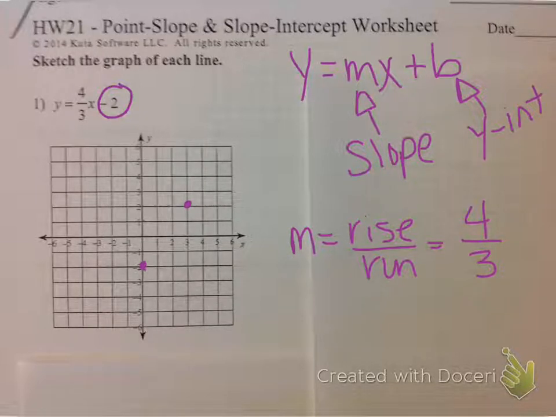Then I'm going to just connect the lines and sketch out just like that. And remember, we have arrows at the ends because it's continuous.